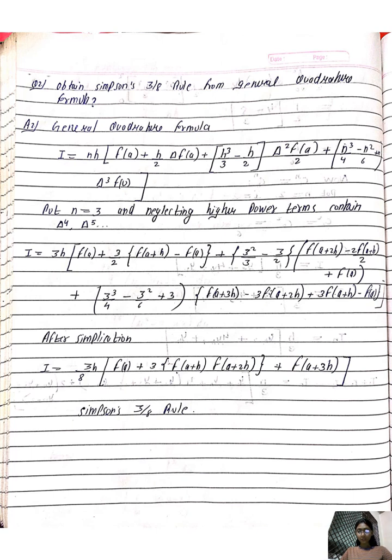After simplification or after solving this equation, we get I is equals to 3 by 8 h braces f of a plus 3f of a plus h plus 3f of a plus 2h plus f of a plus 3h. This is the Simpson's 3 by 8 rule.